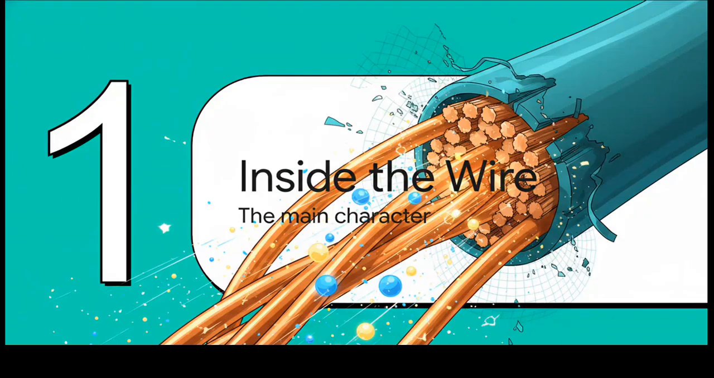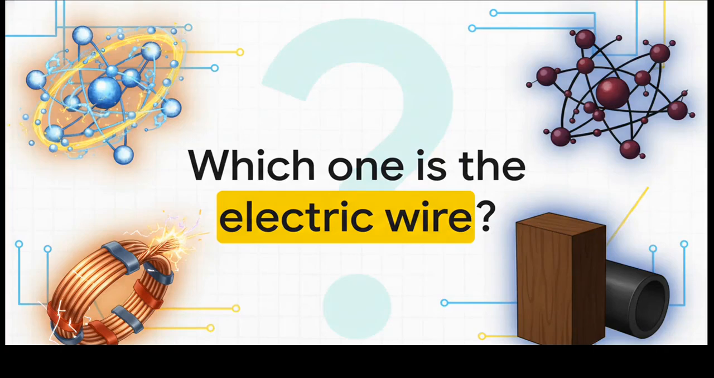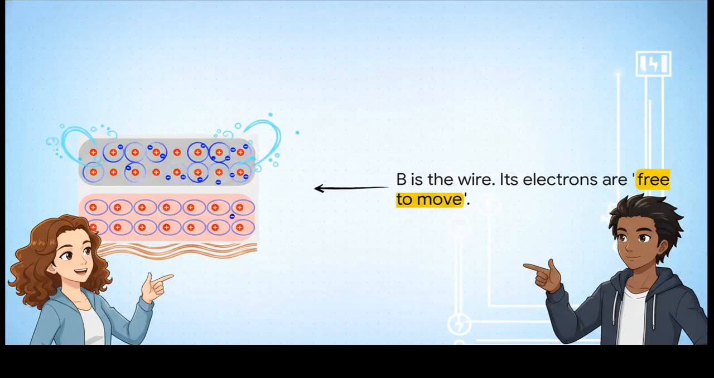All right, so to really get this, we've got to shrink ourselves down. I mean, way, way down, past the plastic insulation and deep into the secret atomic world of the copper wire itself. Okay, pop quiz. Take a look at these. One of them shows what the inside of a wire, what we call a conductor, looks like. The others are insulators. So which one do you think lets electricity flow? And if you picked B, you nailed it.